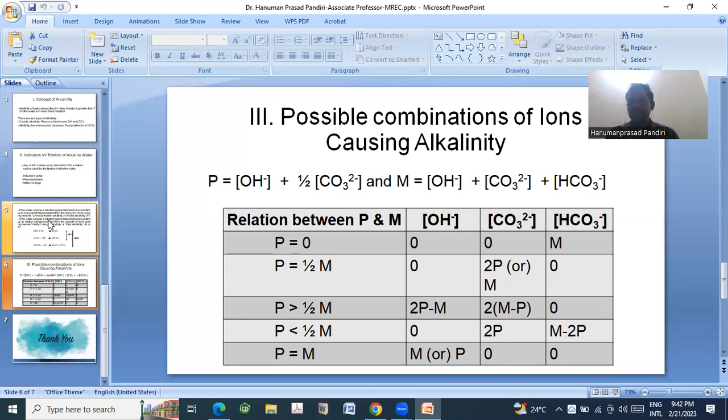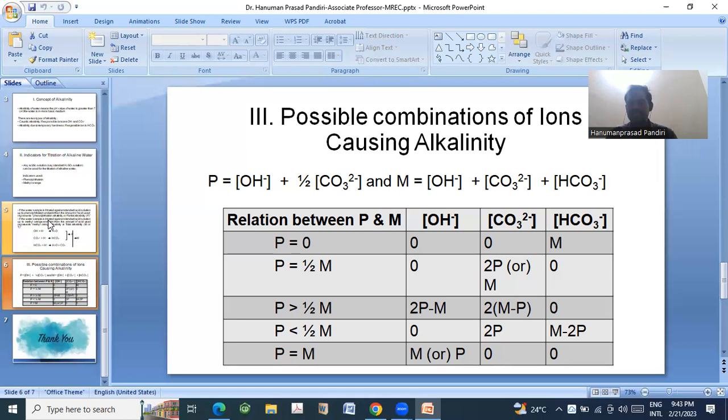And the third relation that we can observe is P is greater than half M. This is valid only when HCO3⁻ concentration is 0 and OH⁻ concentration is 2P minus M and CO3²⁻ concentration is 2 into M minus P. That means if P is greater than half M, the ions responsible for alkalinity of water are hydroxide as well as carbonate. And hydroxide concentration is 2P minus M and carbonate concentration is 2 into M minus P.